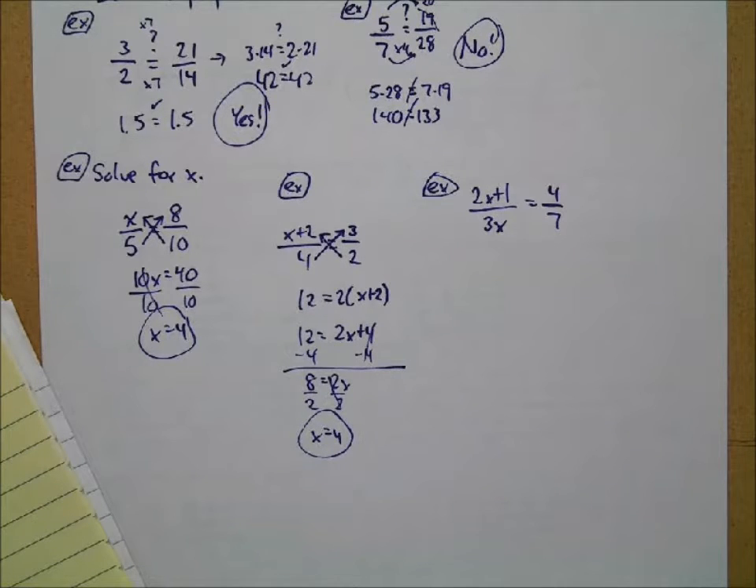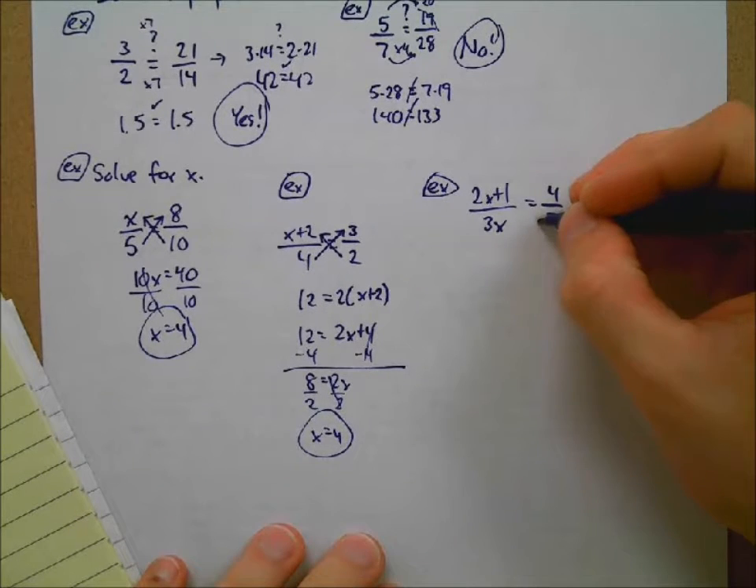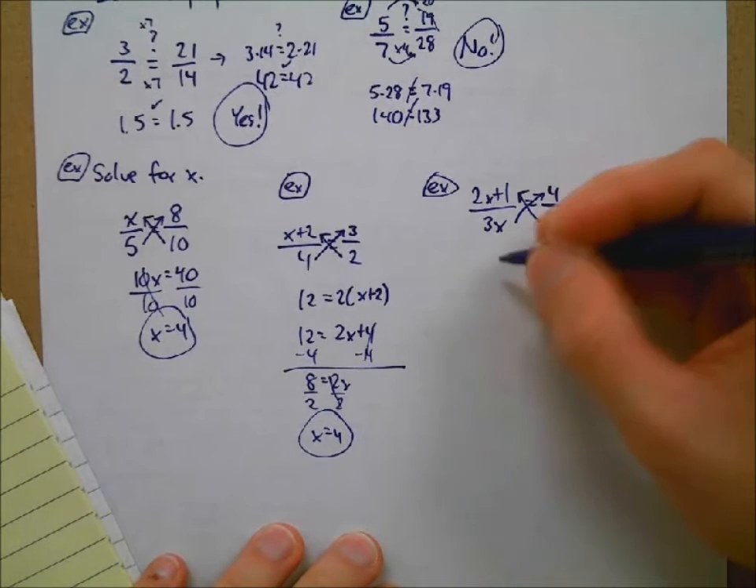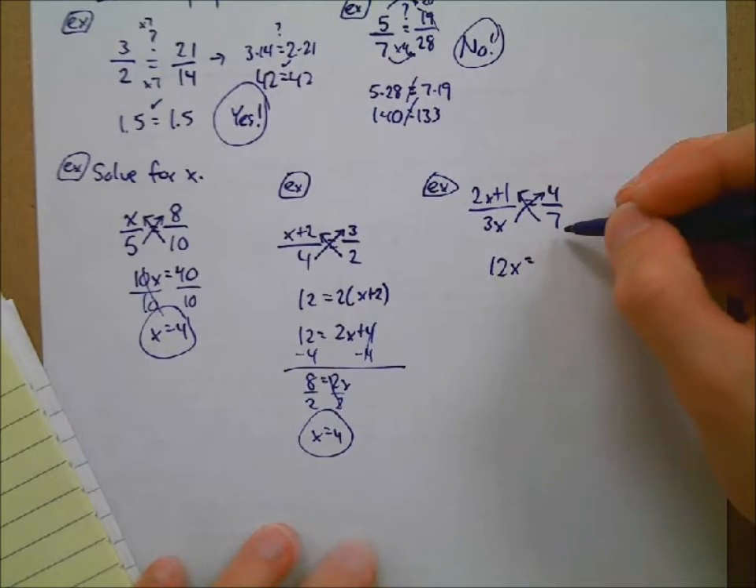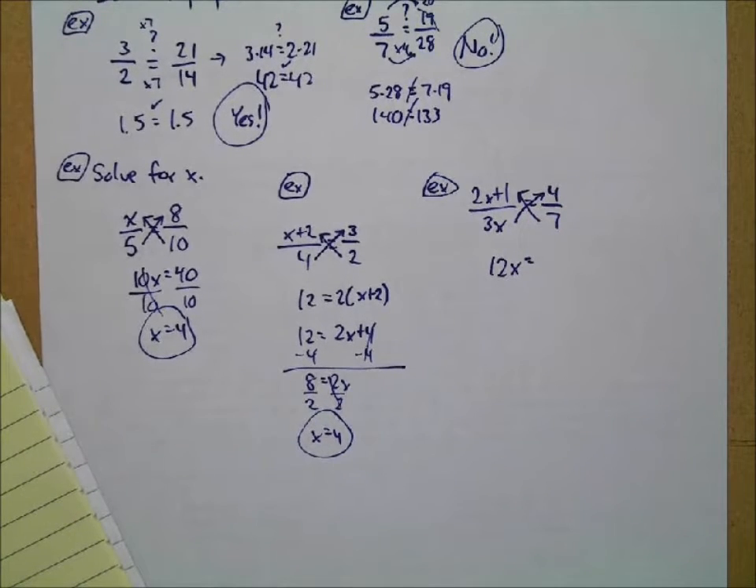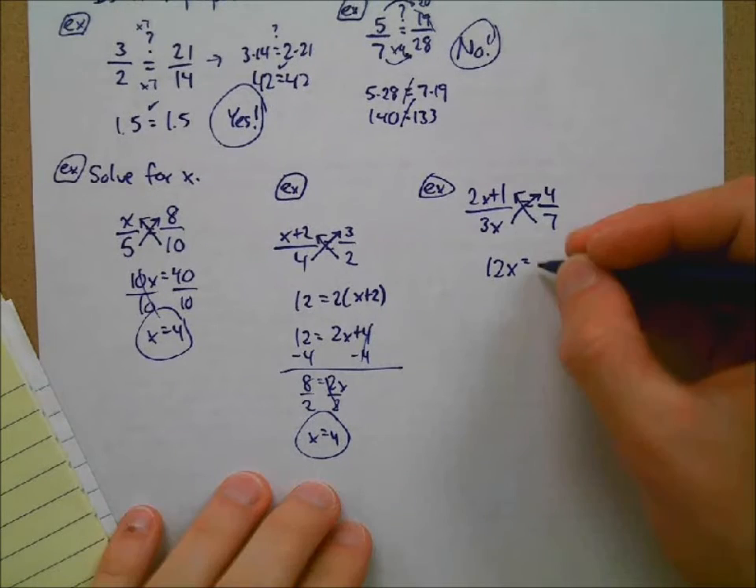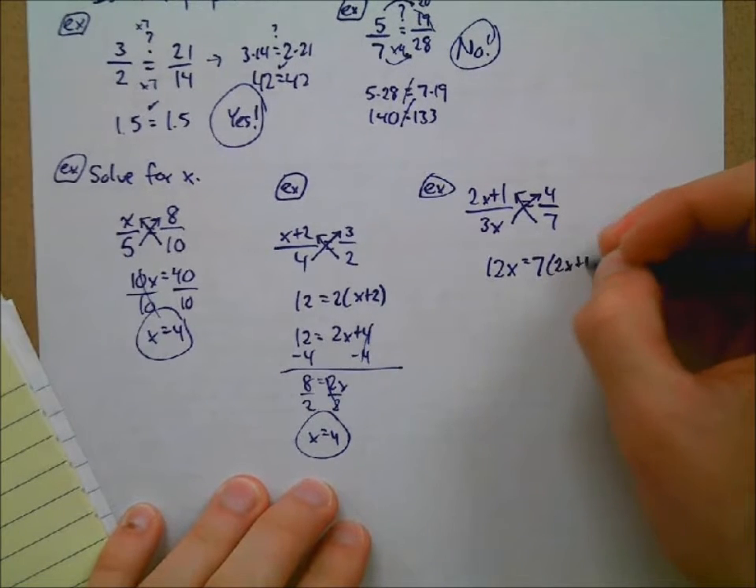So, without doing it mentally, what's our only strategy here? What can we use? We can cross multiply. 3x times 4, 12x. The 7, what will it multiply to? 2x and the 1. The 7 distributes to both terms. Again, I'll write it out so we can see. Like that. So then distribute that 7.